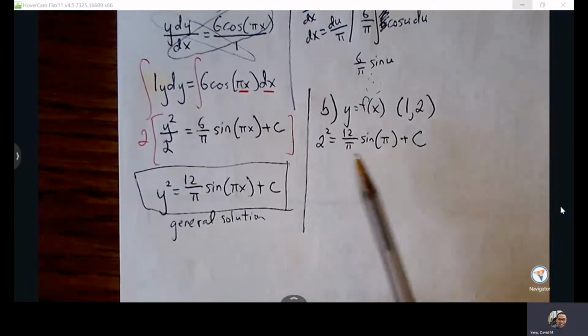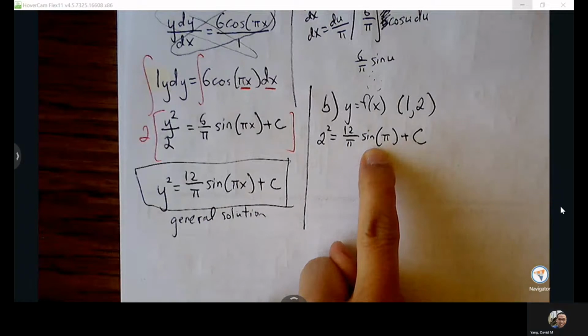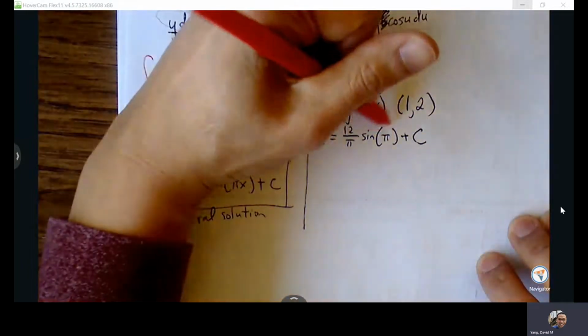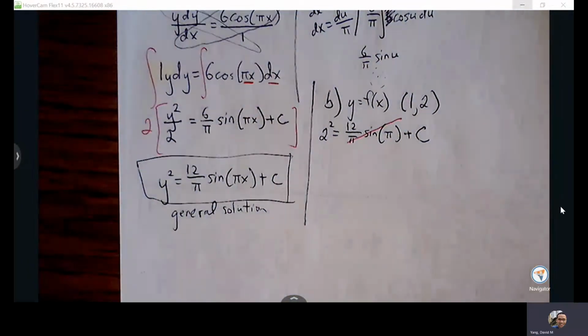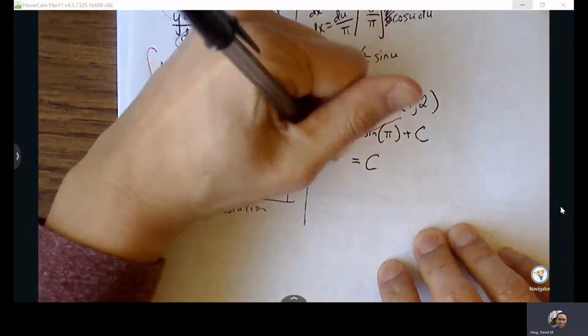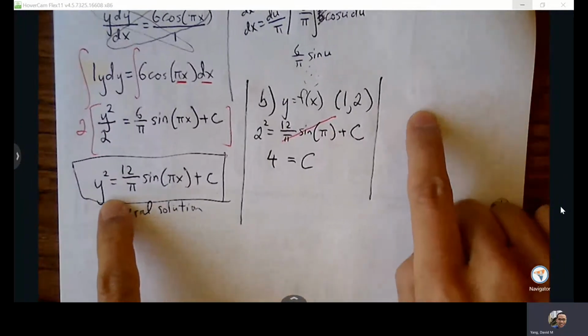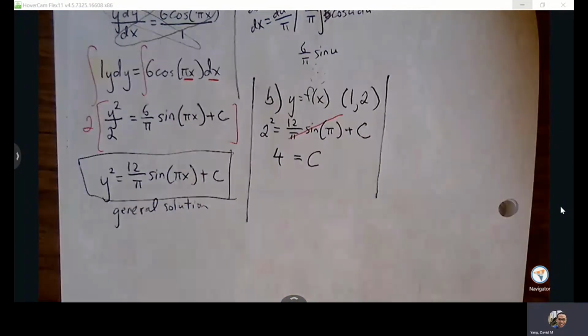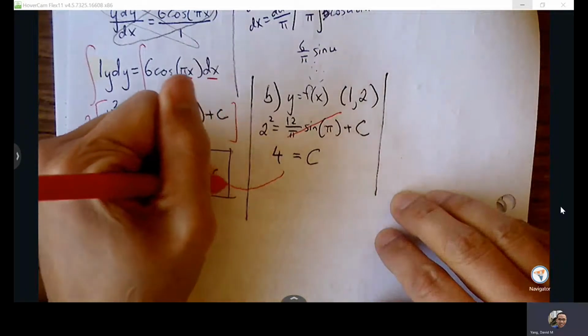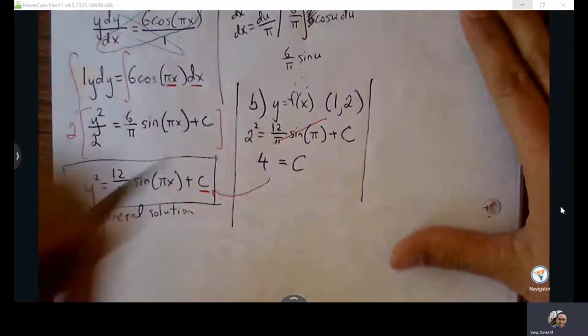Pi times 1 is just pi. This looks messy on the right side here, but what do you know about sine of pi? 0. So that 0 is just going to take the whole thing with it. So what's c equal to? 4. Update your general solution, and we're one step closer towards solving for y, with the c being replaced. I'm going to take that 4 and update it into that c. Rewrite your equation.